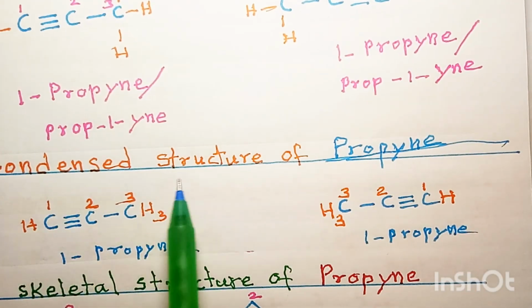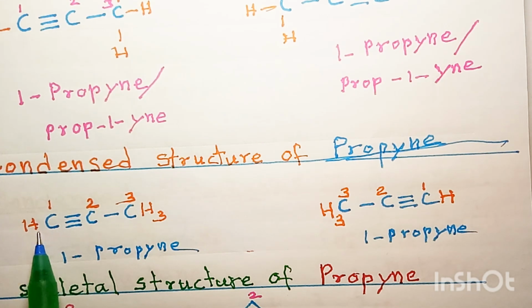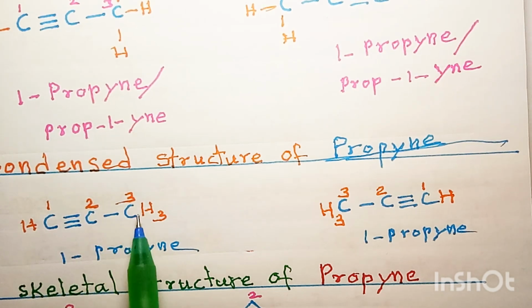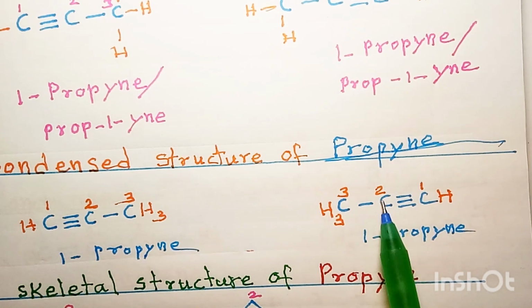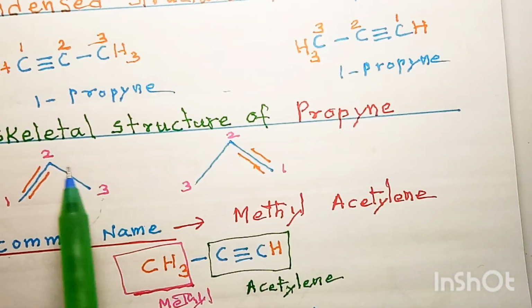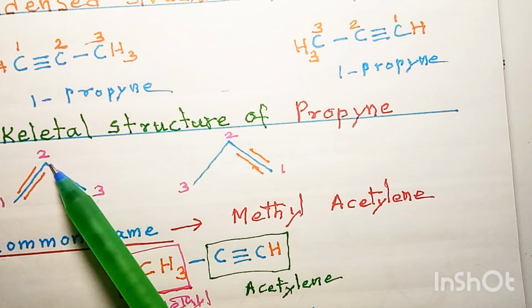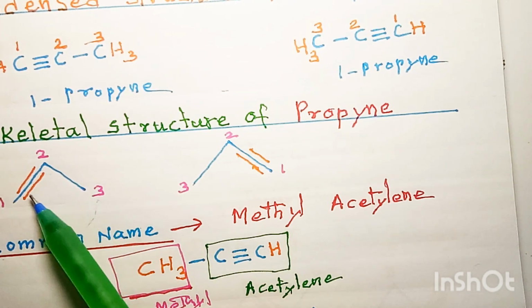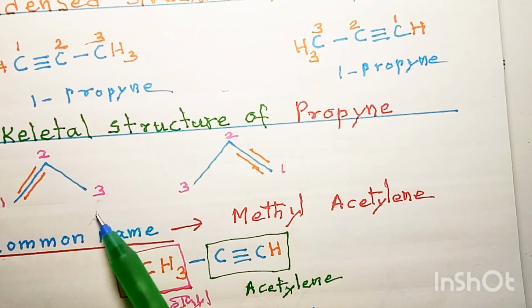Let's see the condensed structure of 1-propyne. Condensed is nothing but we remove the bond between hydrogen and carbon. So this is CH triple bond C single bond CH3. This is 1-propyne. This is also 1-propyne: CH3 single bond C triple bond CH. Okay, let's see the skeletal structure. The skeletal structure of 1-propyne is, you draw V-shaped lines. This represents first carbon, this represents second carbon, this represents third carbon.